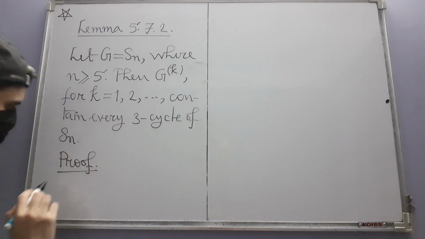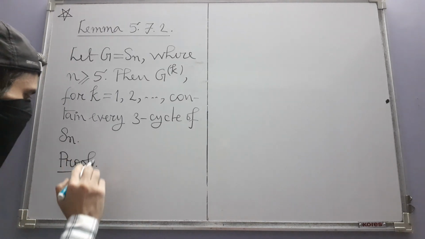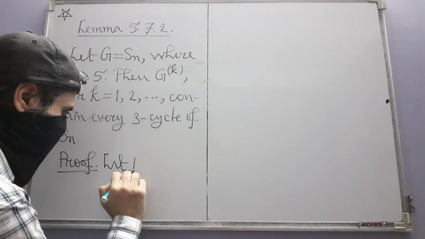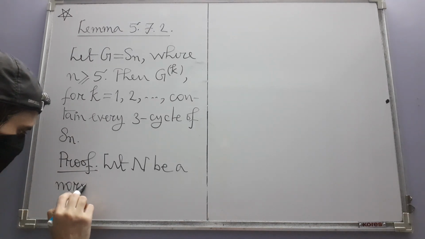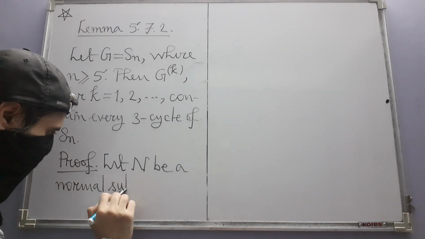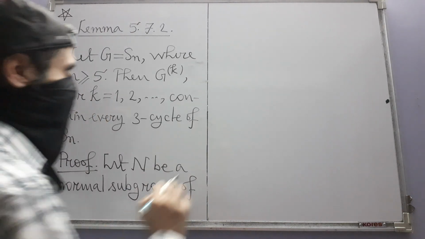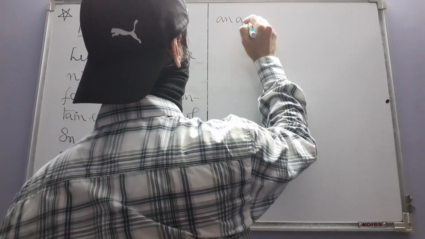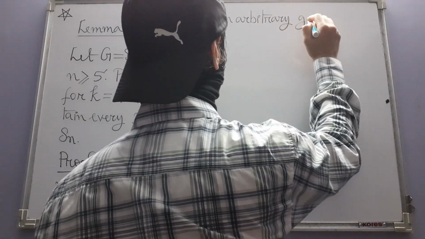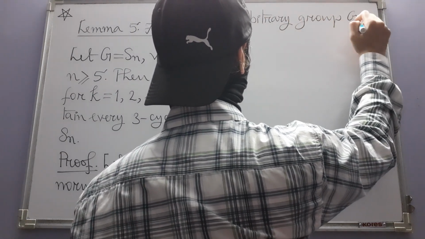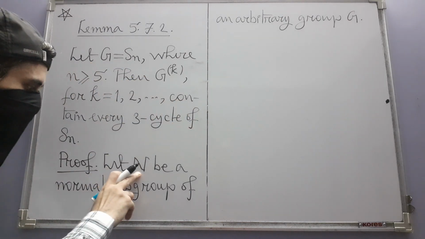In the beginning of this proof, we are going to use a fact about any group. Let n be a normal subgroup of an arbitrary group G. That means this G is not this G, but this G is any group whose normal subgroup is n.